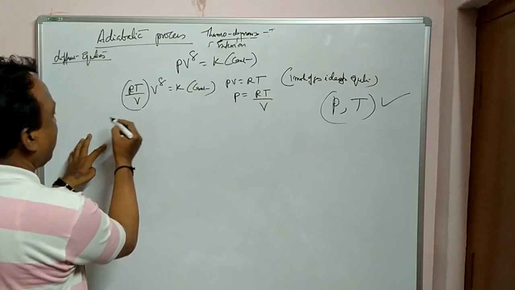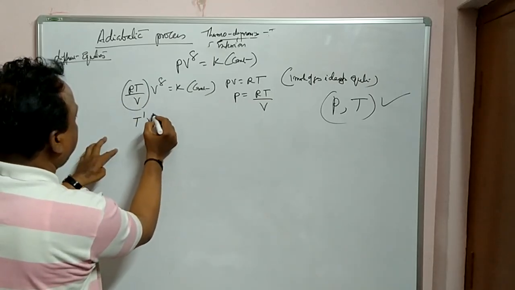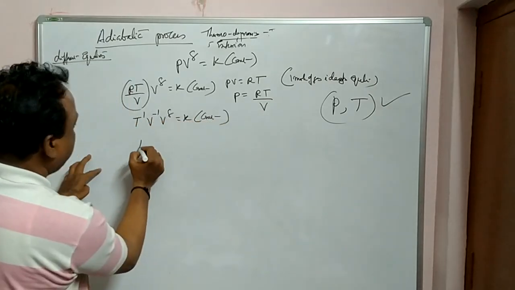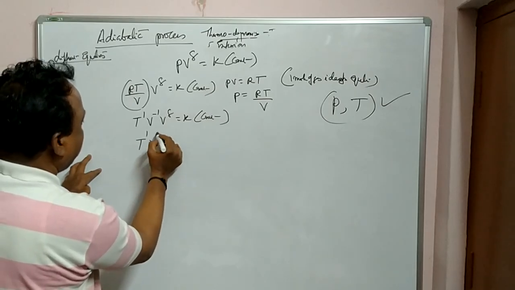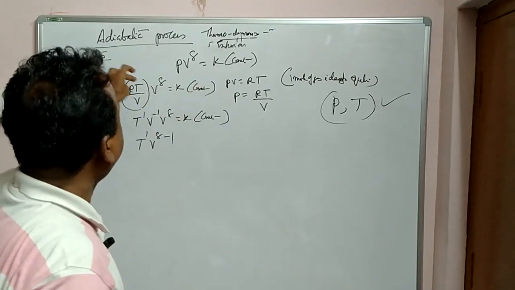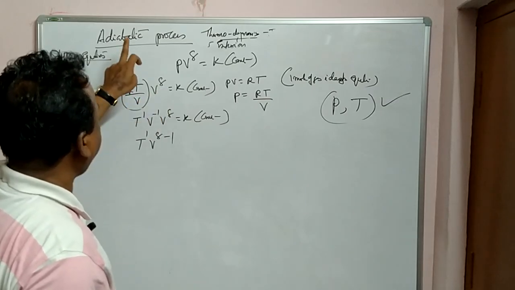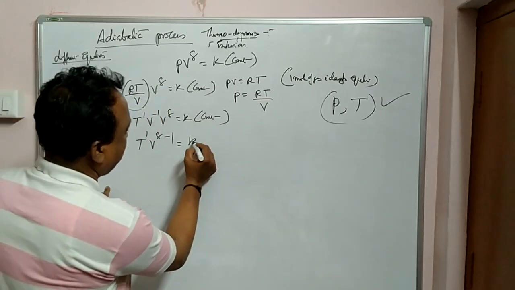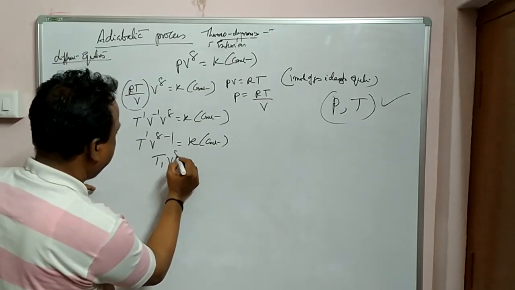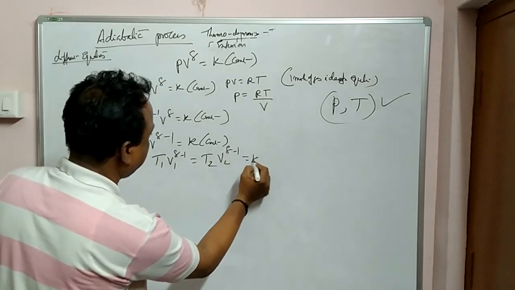Here R is constant, so take it out, it comes down here. So here T power 1, V goes up so V power minus 1, times V power gamma is equal to constant. Or T power 1, V power gamma minus 1, since P is replaced by RT by V. And here gamma is there, going up gives minus 1, gamma minus 1, very good. So it is equal to constant. Now you can write this as T1 V1 power gamma minus 1 is equal to T2 V2 power gamma minus 1 is equal to constant.